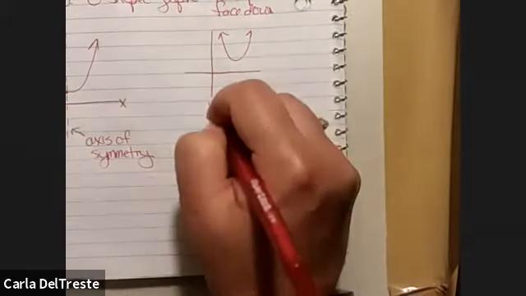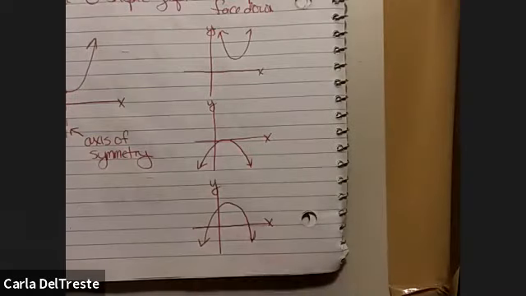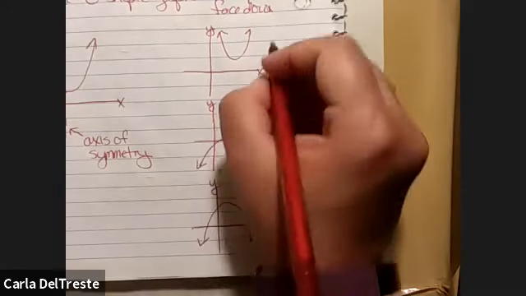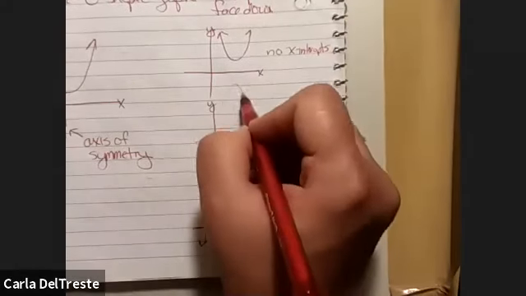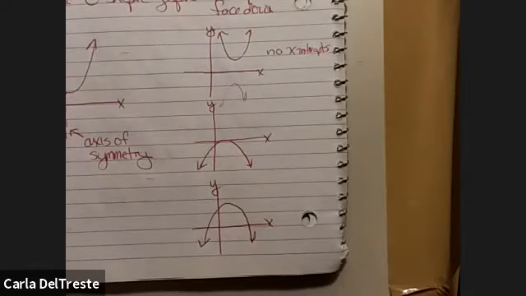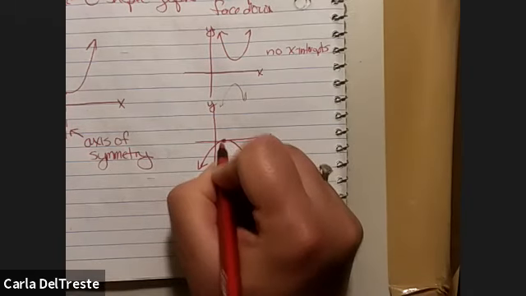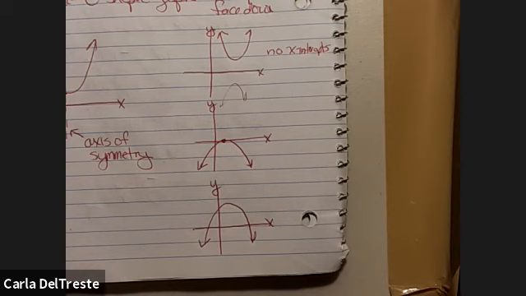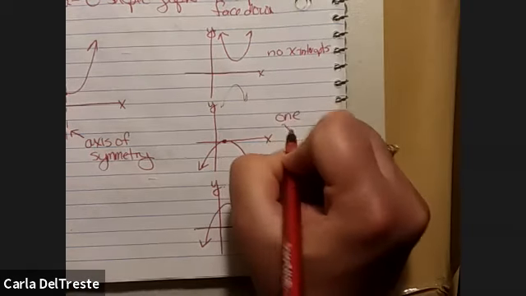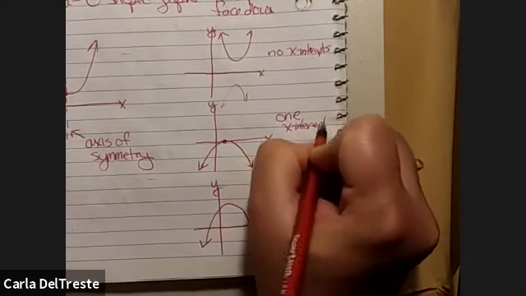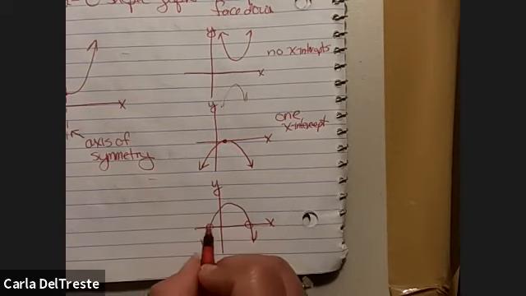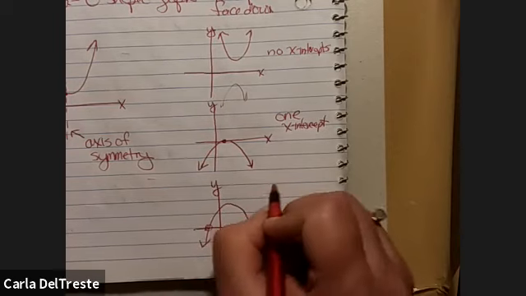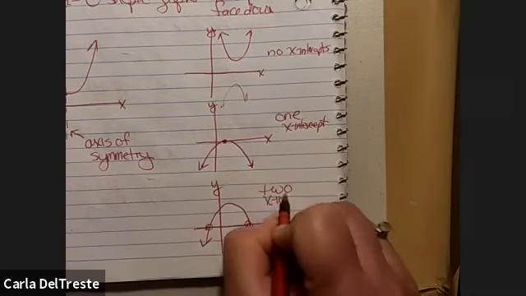Good graphs are always labeled. This does not touch the x-axis, so this has no x-intercepts. It's sitting above, or if it was flipped over, it'd be sitting below, but it doesn't touch the x-axis. This only kisses the x-axis. It only touches down on the x-axis, so this has 1 x-intercept. And in the last example, this touches the x-axis twice. There's 2 places where it crosses the x-axis, so this has 2 x-intercepts.